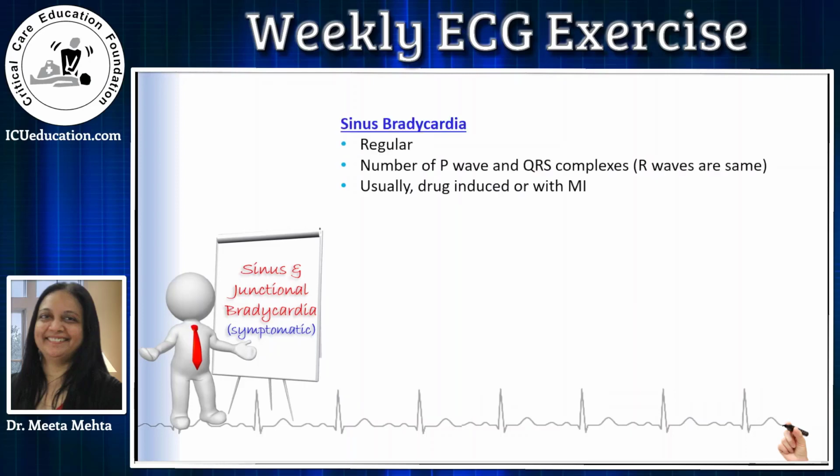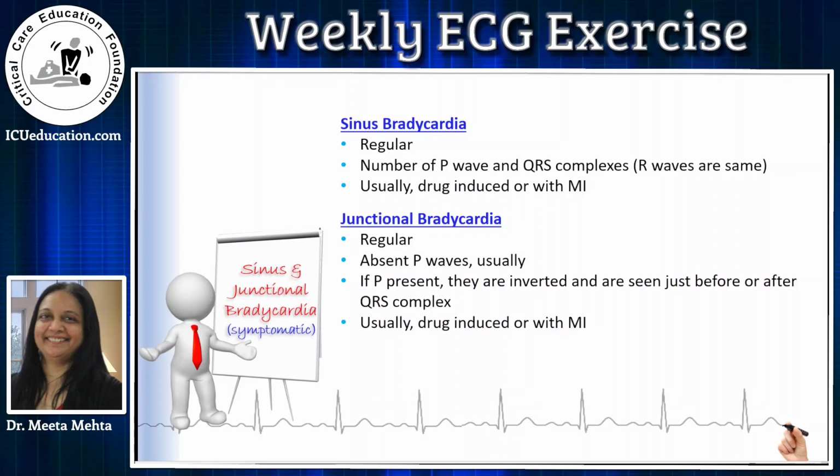So let's first quickly look at sinus bradycardia and junctional bradycardia. If it is a sinus bradycardia, of course it will be a regular rhythm, but importantly, number of P waves and number of R waves, that is QRS complexes, are same. So there is one P wave for one QRS complex. Junctional bradycardia, again regular, the P waves are usually absent, but if they are present, they are inverted and are seen just before or just after the QRS complex.